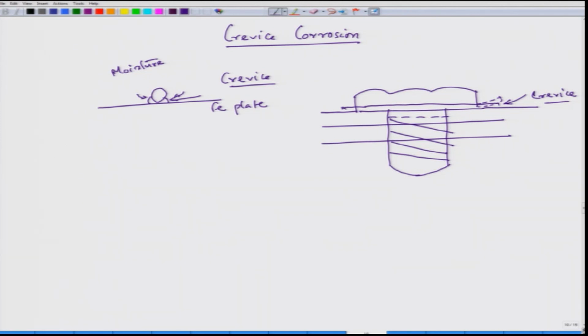There could be formation of a crevice in the case of corners. For example, in the metal corners like this, if this is a small metal tank, this corner is also acting like a crevice. Here, even if there is turbulence in the water storage, this corner region will be nearly stagnant. So, this is also a crevice.